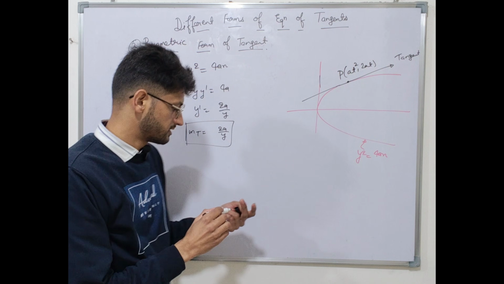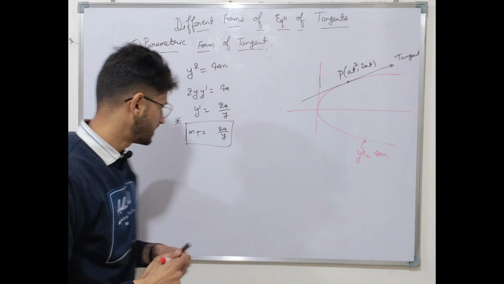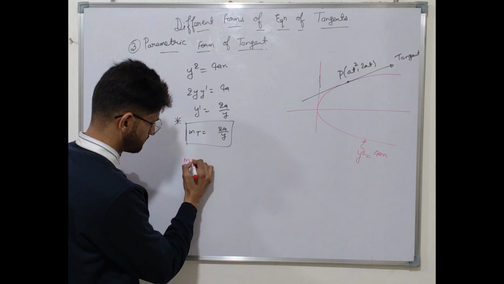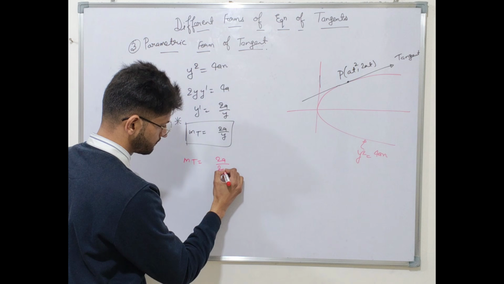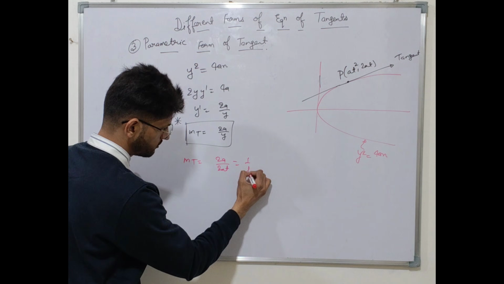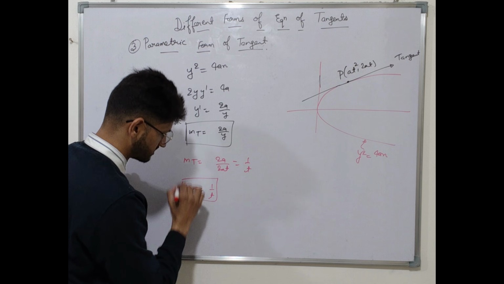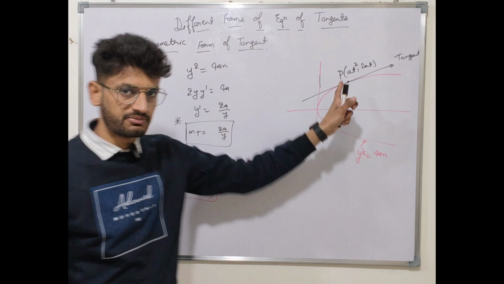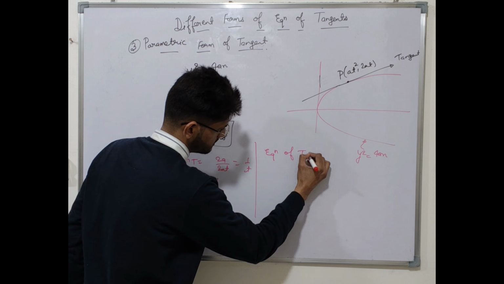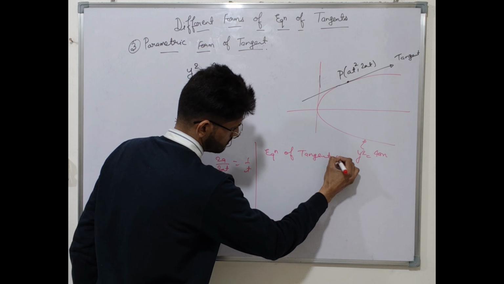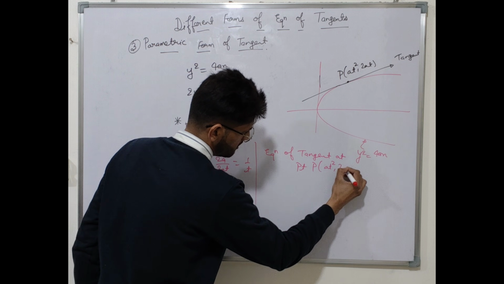Now if we are having a point P as (at square, 2at) lying on the parabola itself, in that case we can write the slope of tangent at point P as 2a upon the y coordinate, which is 2at. So it is nothing but 1 upon t. So we have observed the slope of tangent as 1 upon t, where t is the parameter. Now we need to write the equation of tangent at point P. So we can easily write the equation of tangent at point P (at square, 2at).